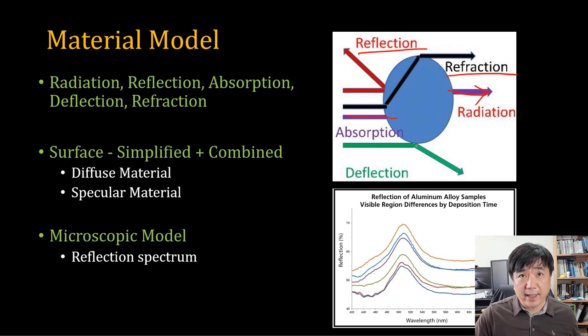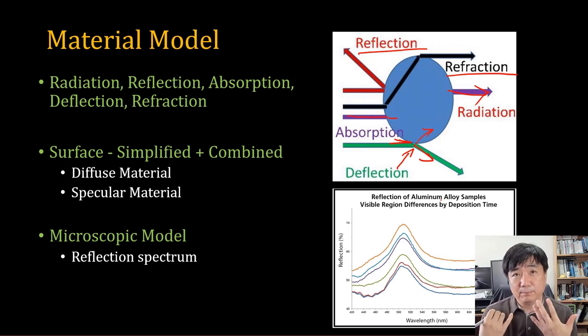Deflection is when the angle is too sharp, so the light is not absorbed and does not go inside the material; it is reflected. So we can call it a deflection, okay? With that macro property of the material, we can render the material with respect to the light source, okay?